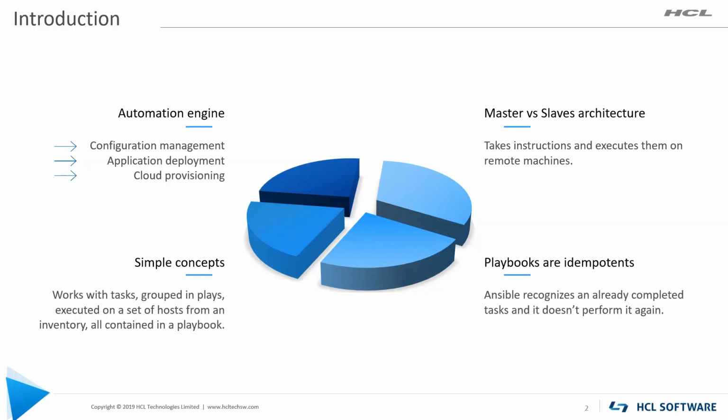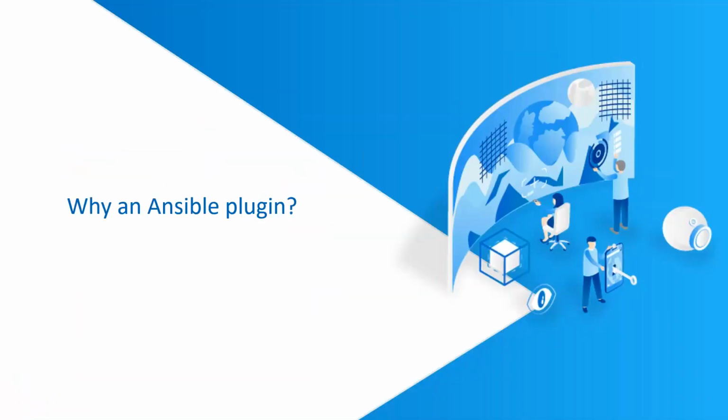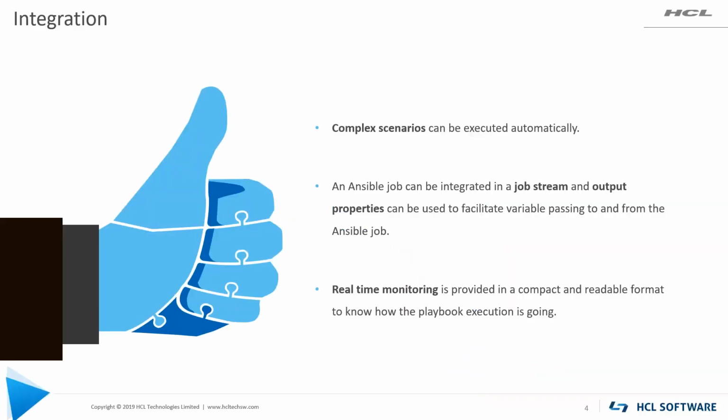Another important feature regarding Ansible is playbook idempotency. A second run of a playbook won't make the same changes done in the first run, leaving the machine in a desired state. This feature is one of the reasons why the execution of a playbook can be integrated very easily in a job stream. To accomplish this, the Ansible plugin has been developed.